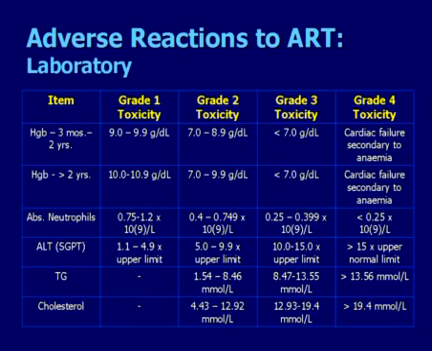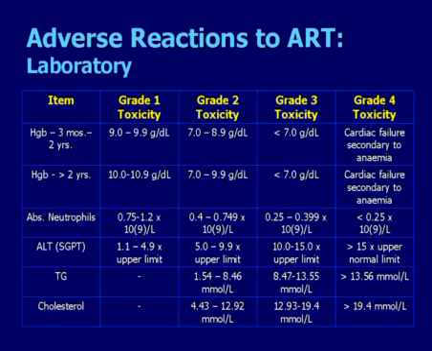This is just for your reference. I'm not going to go through it. This is different laboratory values and what grade toxicity they are. You can simply look it up. I don't have this memorized. I have to look it up all the time. So if somebody's having side effects of a drug, particularly laboratory-wise, we grade them. Grade 1 toxicity, grade 2 toxicity, grade 3, grade 4.